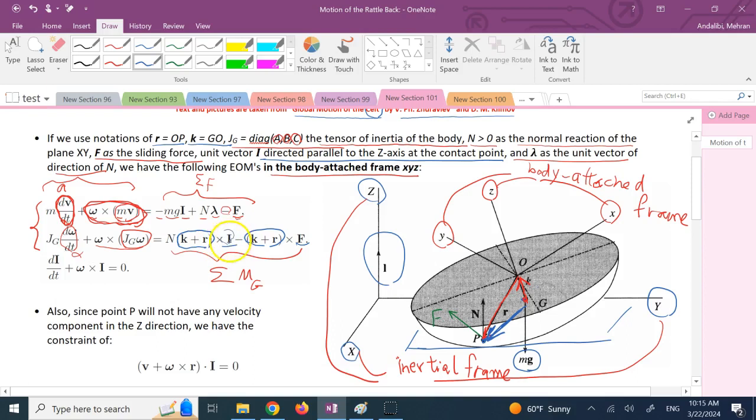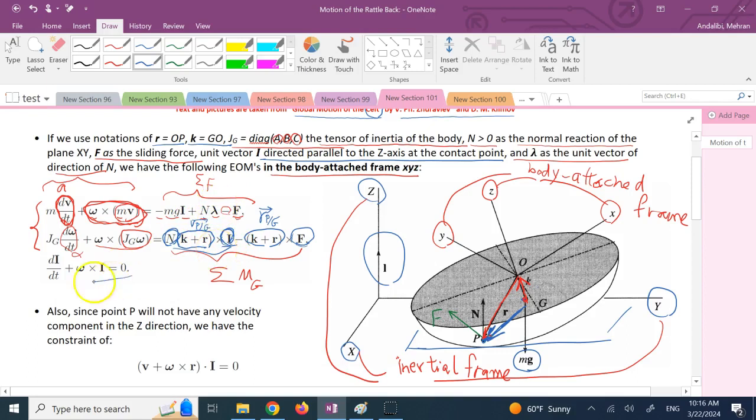Now why I? Because I here is the direction of N. As I said, in this case, lambda and I are the same thing. And F here is a vector entirely, so this whole thing is the R of P with respect to G, right? Cross that, and again this is R of P with respect to G. And N times I is the normal force. So these two are the translation and rotation equations of motion.